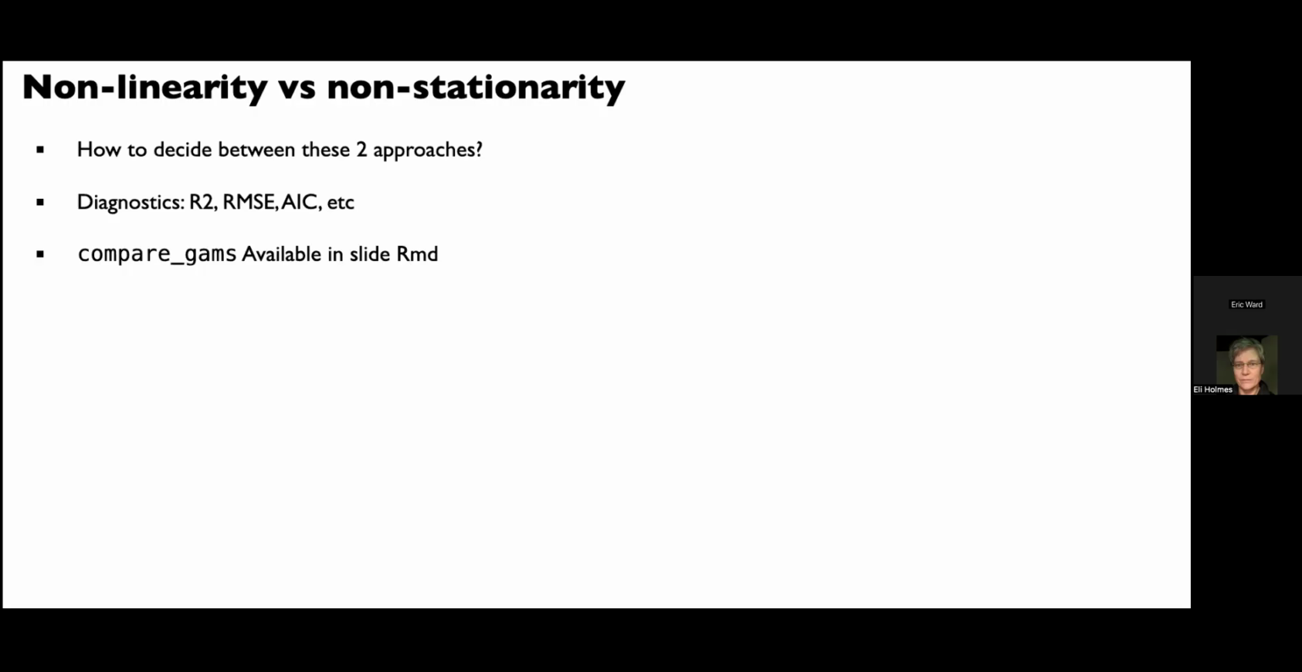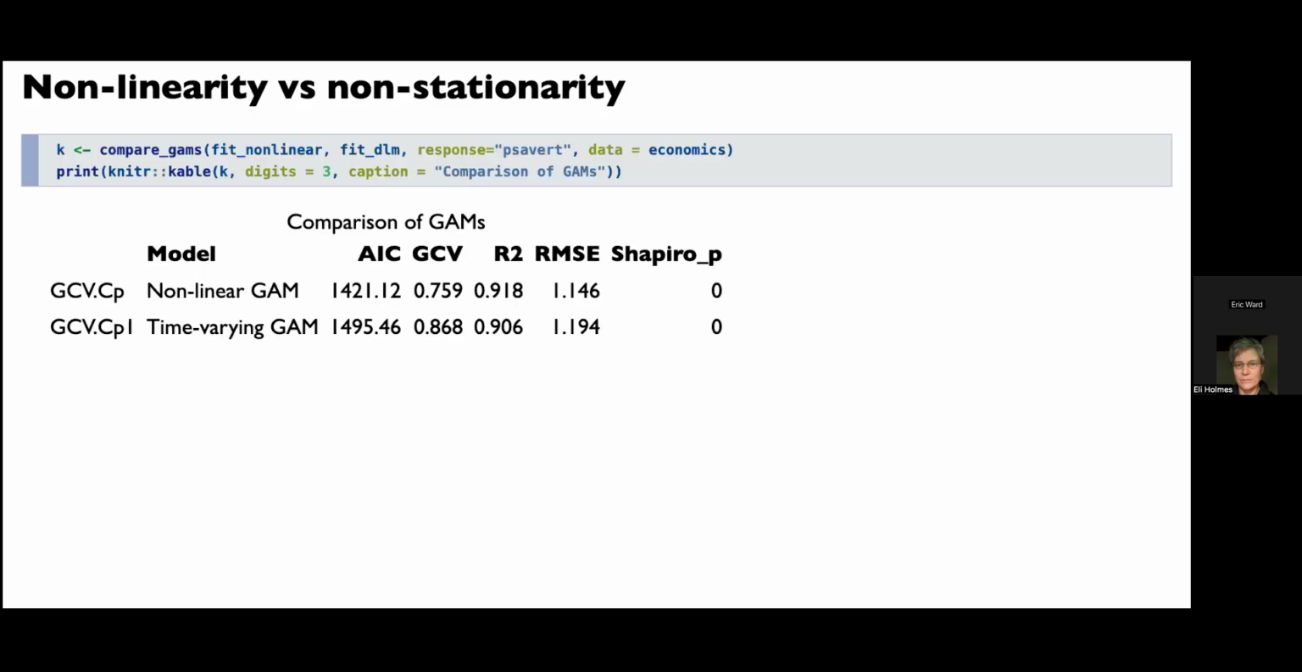There's a number of different ways to do this. I think there are a number of standard diagnostics that folks have probably played with in different settings. We can calculate these all here, and I wrote a simple little function that's available in the slide deck to do this. We can calculate all of these model selection tools, in sample and for predictive performance, for these models. The first row here is the nonlinear model. The second one is the time varying model that's akin to the DLM.